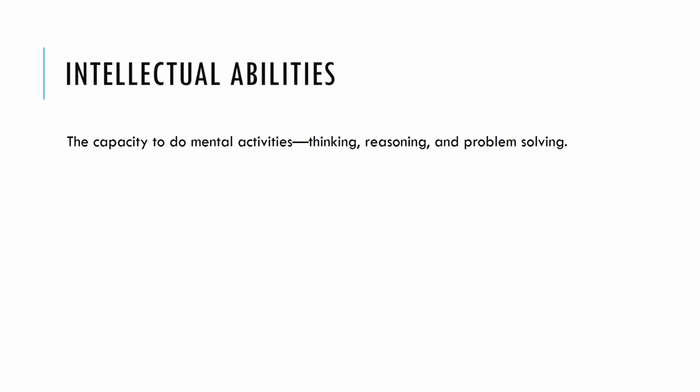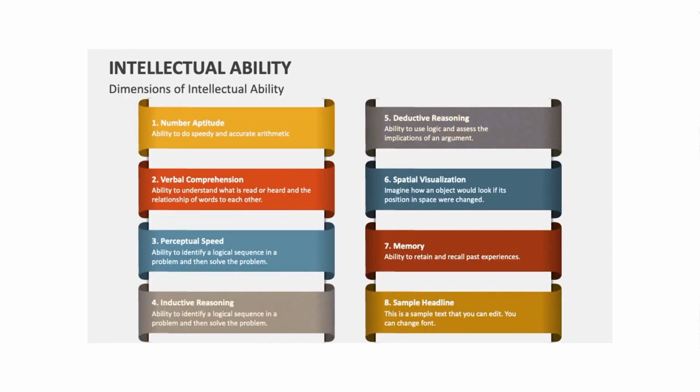Intellectual ability refers to thinking, right. It refers to reasoning and problem solving, the cognitive aspects which we generally talk about. If a person has this intellectual ability, then we need to understand how well this person is behaving. And if you look at the dimensions of intellectual ability, we have categorized it into 8 different headings. The very first is number aptitude. Certain people are very good in number aptitude, where they are able to do speedy and accurate arithmetic calculation.